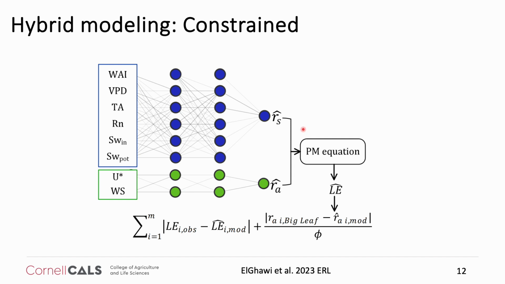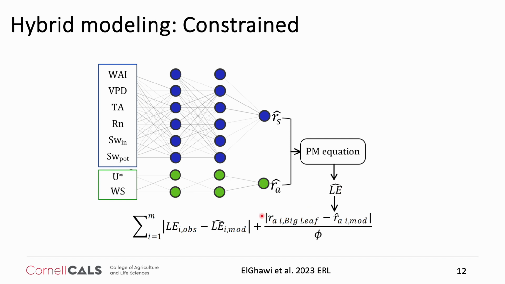So here we can say the RA, in the previous case, is constrained by the sensible heat measurements. But it also can be inferred by another mechanistic model called big leaf. So we can infer the RA and feed into the Penman-Monteith equation to get the estimation of LE.